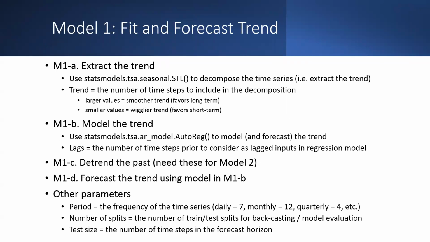And so the parameter there would be how many lags do you use? And again, the number you pick depends probably on how far out in the future you're trying to forecast. So once you do those two things, you detrend the past values because you need those as basically your target for the secondary model. And then you forecast that trend model into the future, or your testing split if you're doing backcasting, so that you have those trends in the future.